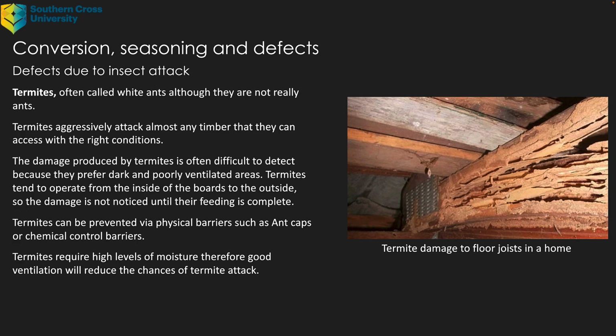Termites tend to operate from the inside of the boards to the outside, so the damage is usually not noticed until their feeding is complete, and then it's too late. Termites can be prevented via physical barriers such as ant caps or chemical control barriers. Termites require high levels of moisture, therefore good ventilation will reduce the chances of termite attack.